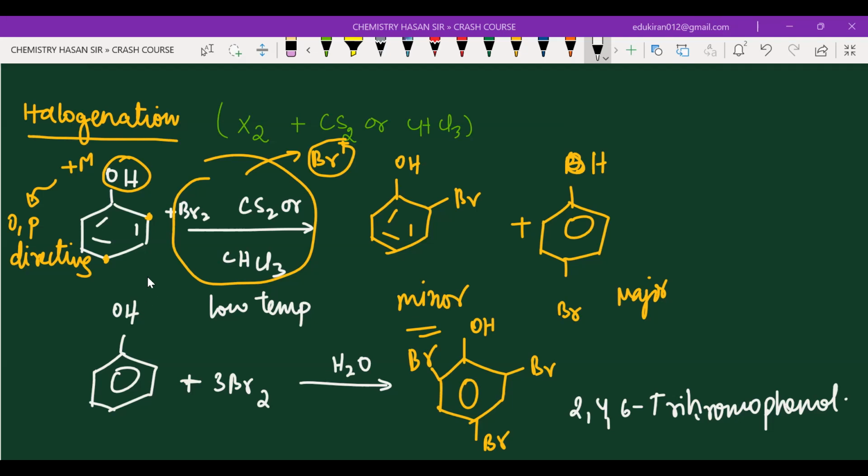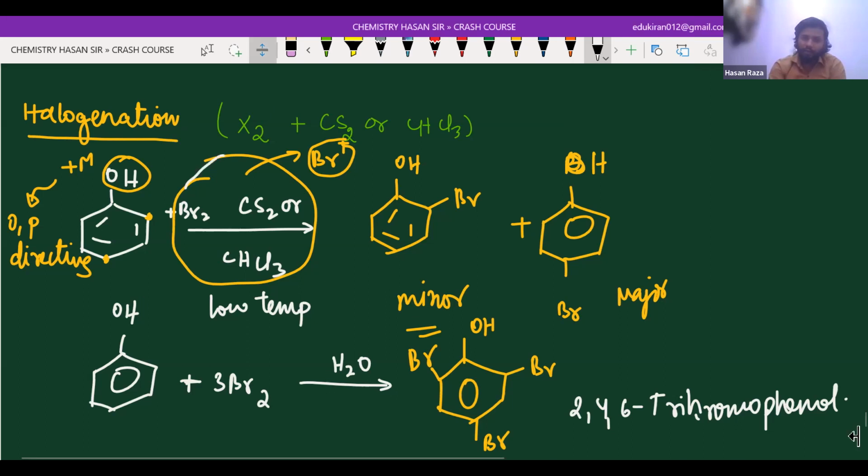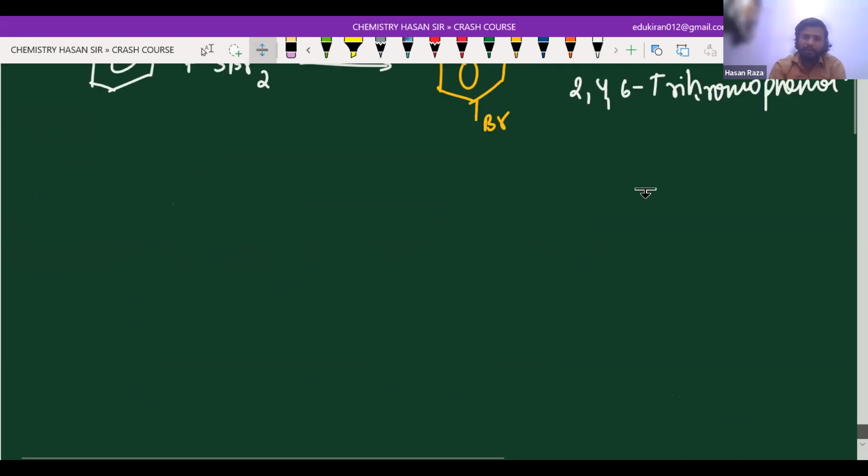Okay, so this is halogenation, electrophilic substitution reaction. Basically, there will be generation of an electrophile of halogen, and this is how we generate the electrophile for halogenation.